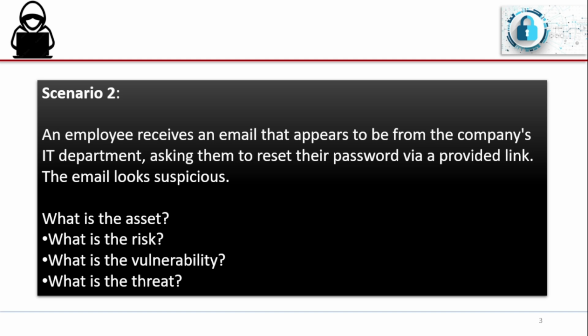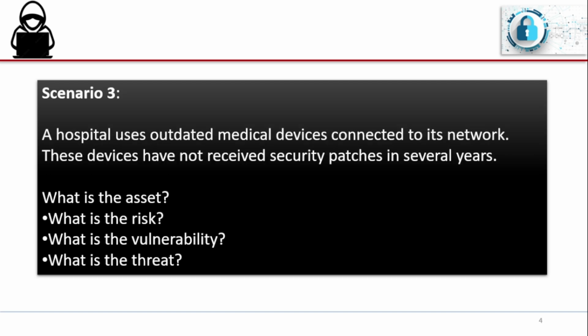And what is the vulnerability? The vulnerability is the willingness of that employee to click on the provided link. So this is the vulnerability. And what is the threat? The threat is that particular individual who has sent that phishing link. So coming over to scenario 3, a hospital uses outdated medical devices connected to its network. These devices have not received security patches in several years. So what are the asset, risk, vulnerability, and threat?